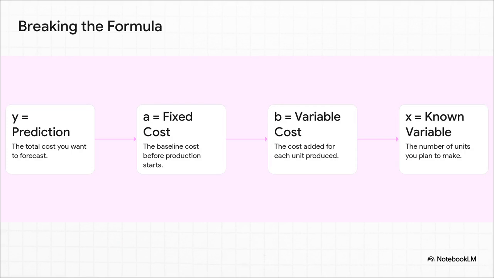And here's the really cool part, where the math starts to mean something. In business terms, Y is the total cost we're trying to predict. X is the number of units we know we're going to make. The formula then finds a, which is the company's fixed costs, and b, the variable cost for every single unit. All of a sudden, it's not just abstract math anymore, is it?